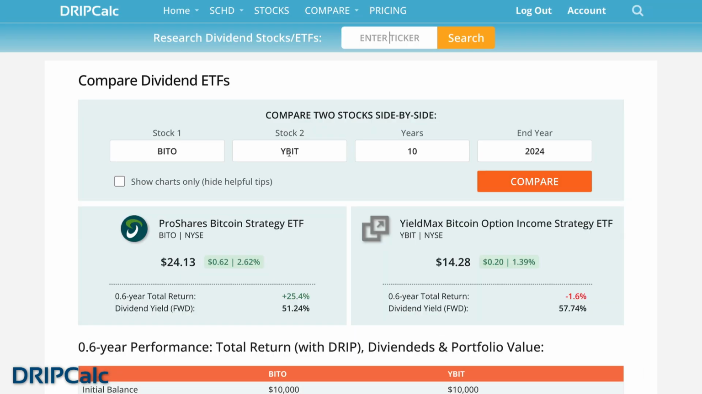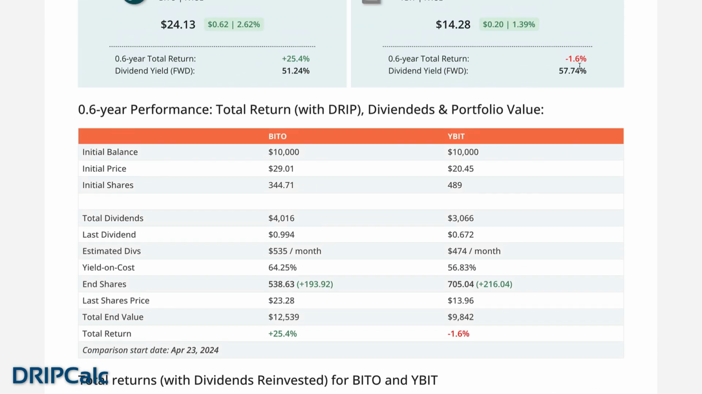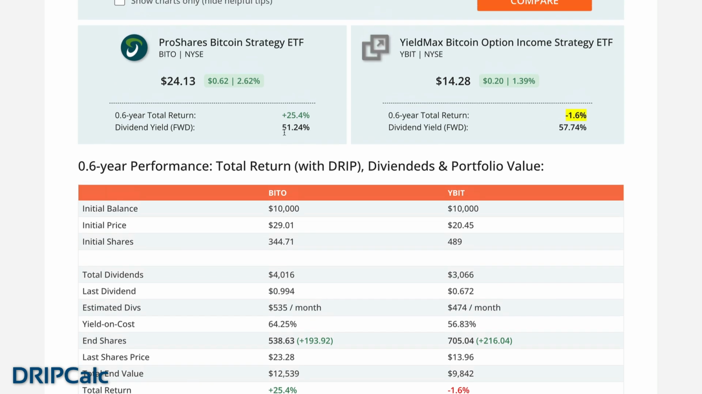yes, right now it's like a break even. You can see right here. No, it's still down about minus 1.6% overall since inception, whereas BITO is up 25%. Now, it's not great. Bitcoin did much better.